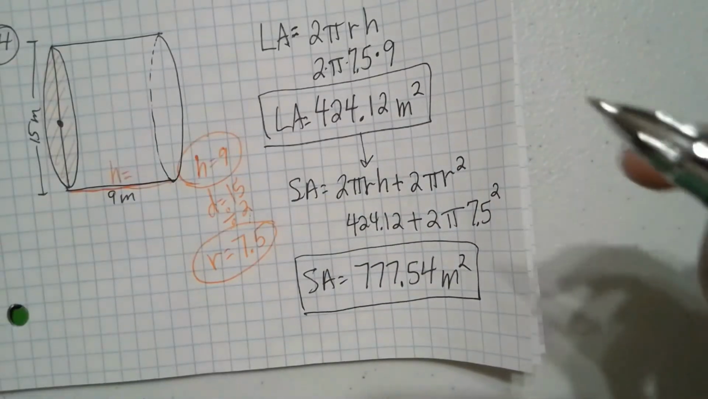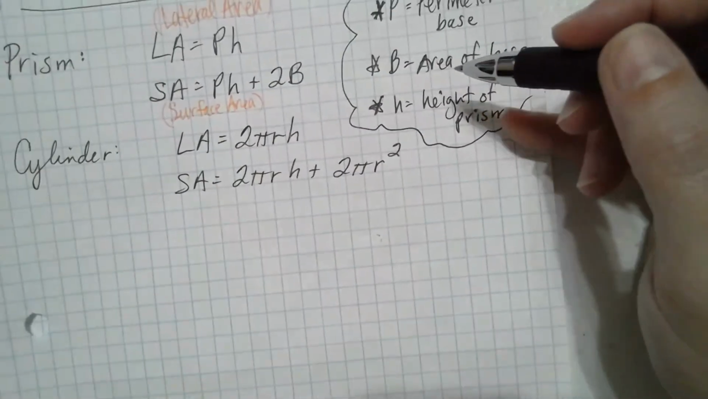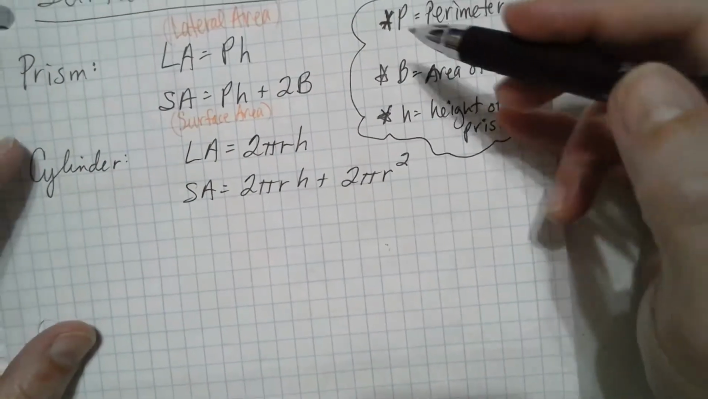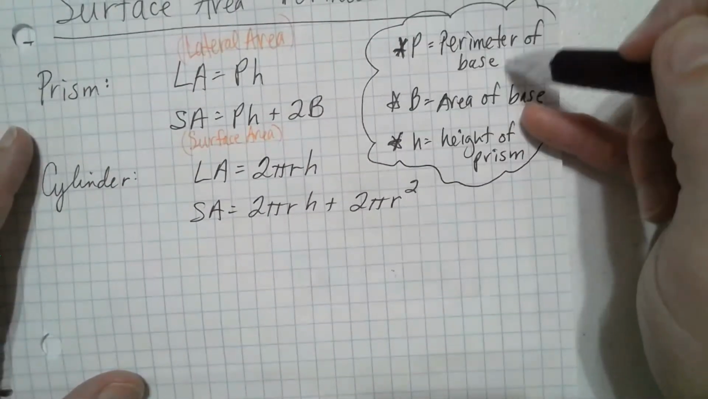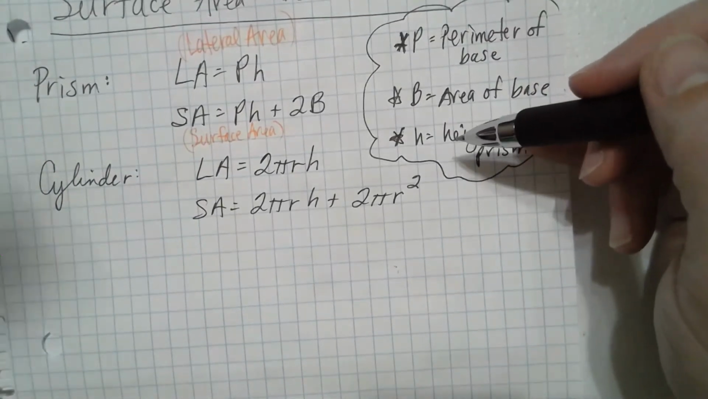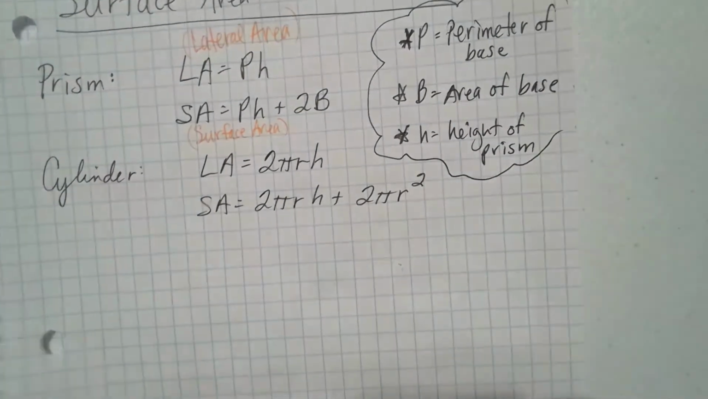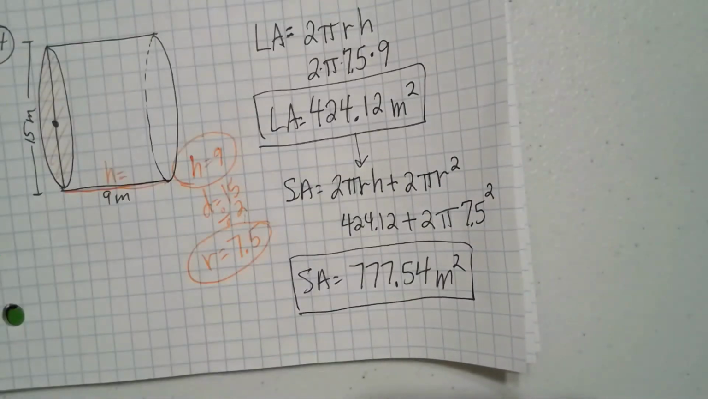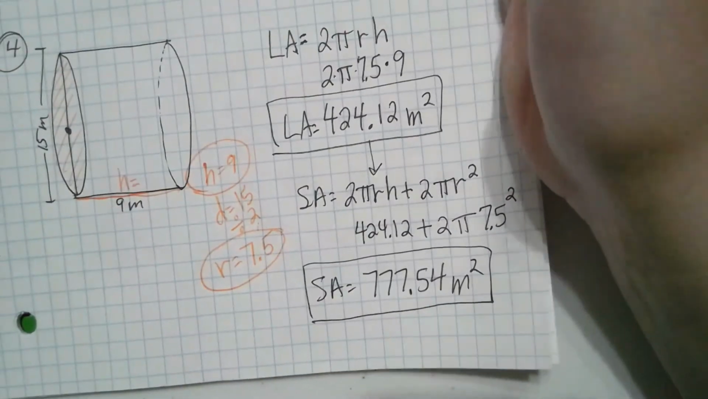And then the other thing on our prism is that the base is not always on the bottom of the shape. The base is whatever we use to name it. And then from there, we're going to find the perimeter and area of that base. And the height is how far between those two bases. It's not always the piece that is pointing up to the sky. It's not always vertical. Okay? All right, so that's surface area of prisms and cylinders.